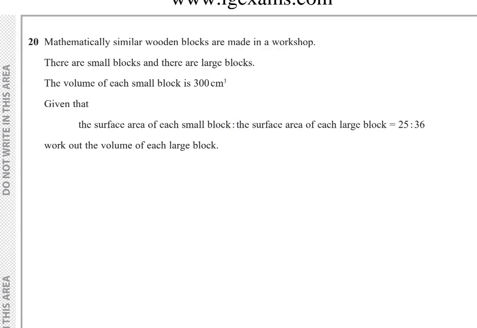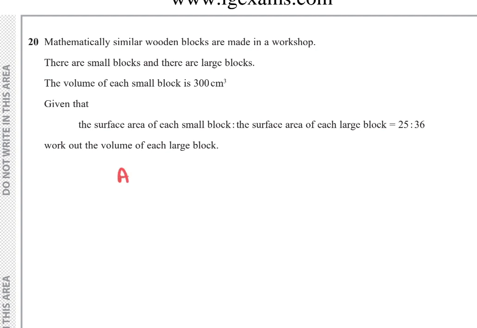Number 20. Mathematically similar wooden blocks are made in a workshop. There are small blocks and there are large blocks. The volume of each small block is 300 centimeters cubed. Given that the surface area of the small block to the surface area of the large block is 25 to 36, work out the volume of each large block.